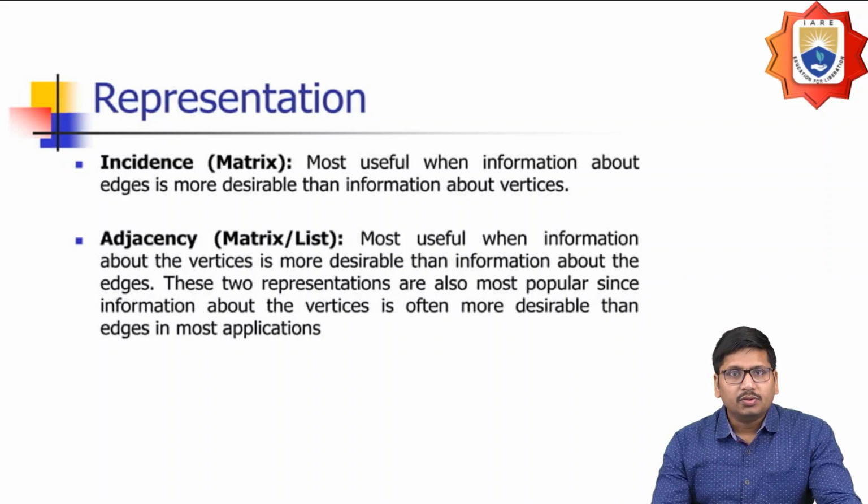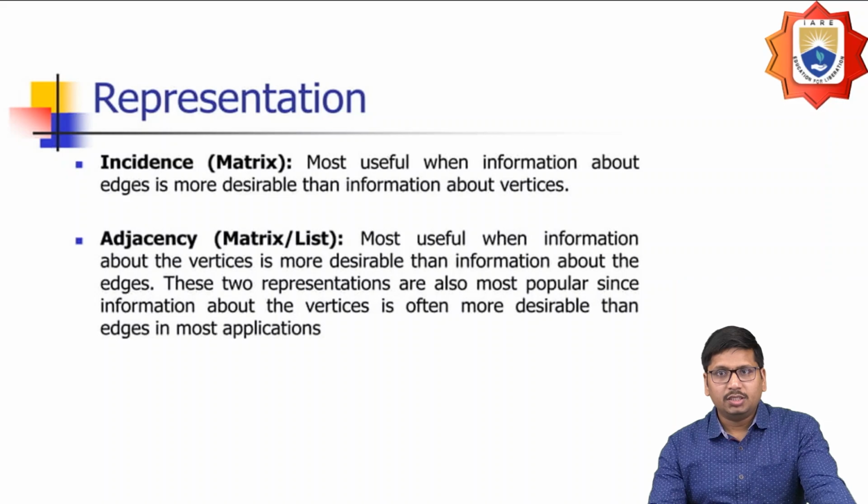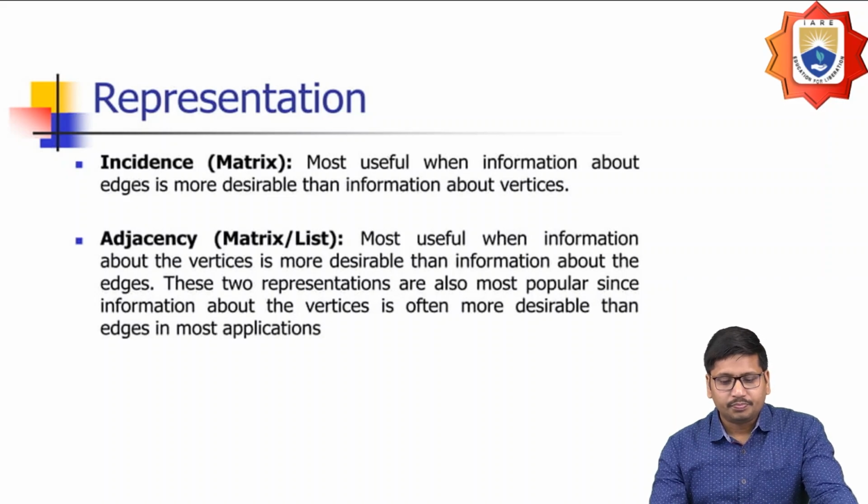In this one, we can represent the graph in different ways. The first one is the incidence matrix representation, and the other is the adjacency list representation. The incidence matrix is the most useful when information about the edges is more desirable than information about the vertices. That's why the incidence matrix is going to be considered. And the adjacency matrix or adjacency list is another, most useful when information about the vertices is more desirable than the information about the edges.